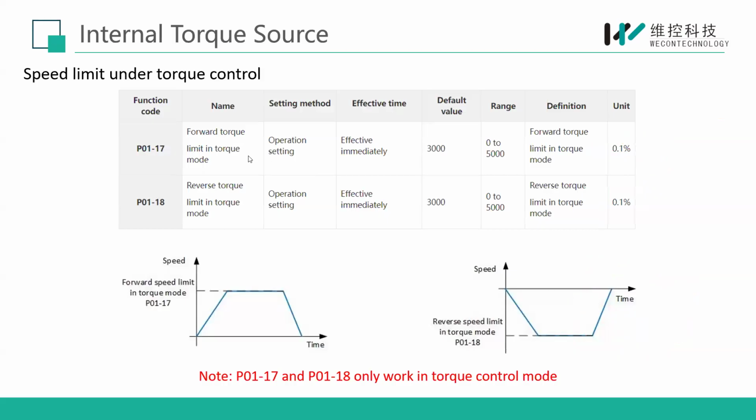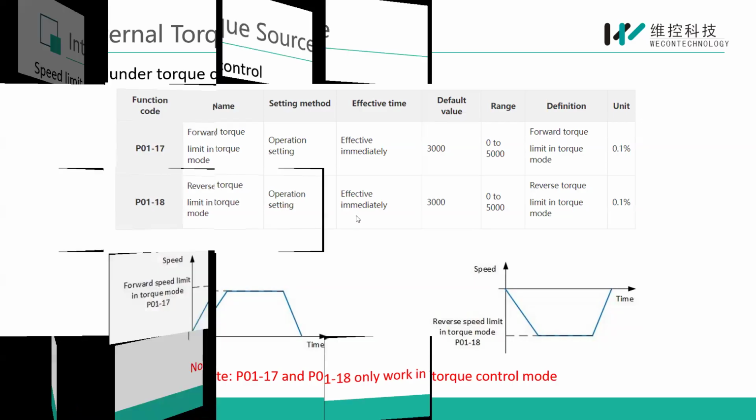Okay, continue. Here, we use these two parameters, P1-17 and P1-18, to set the forward speed limit and reverse speed limit. These two parameters only work in torque mode. In speed mode, we have another two parameters to set the speed limit.